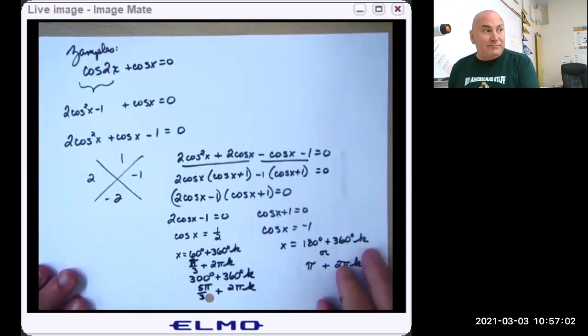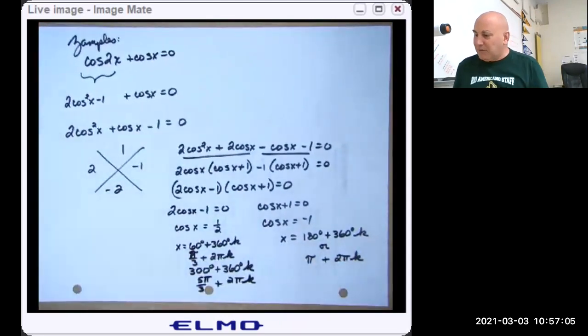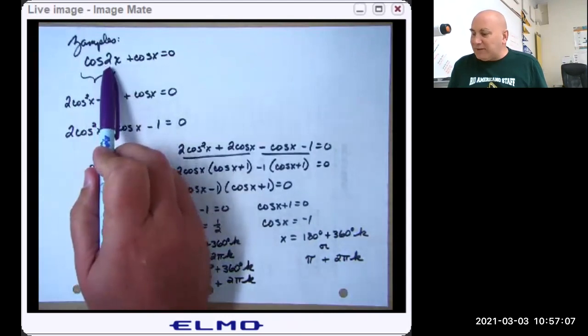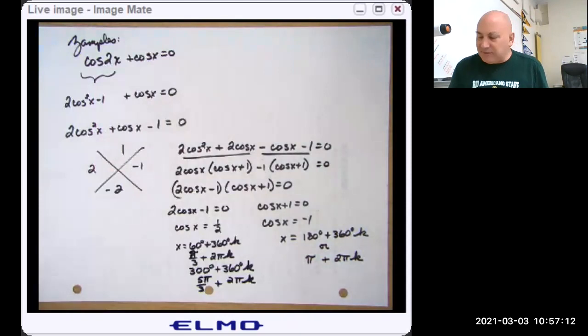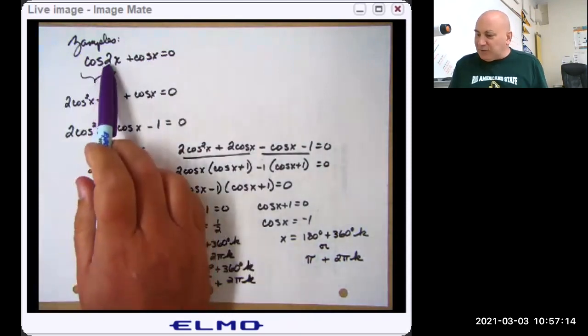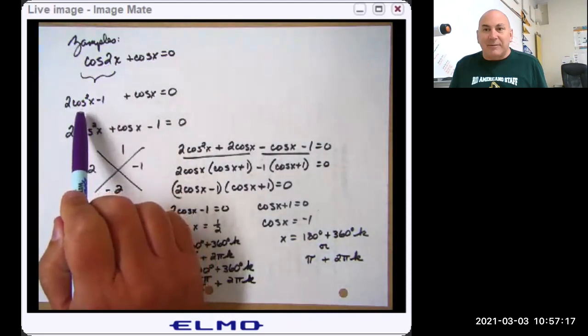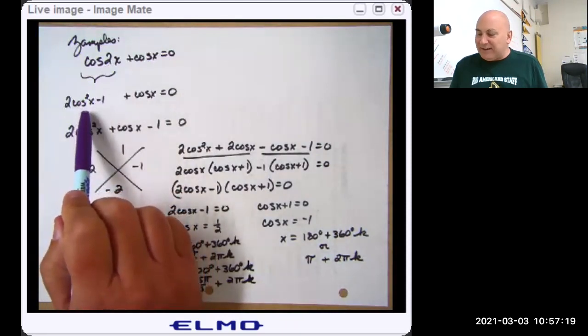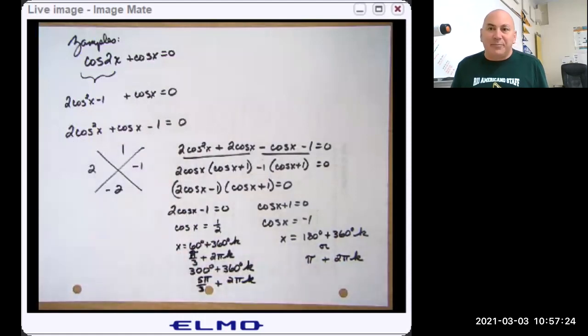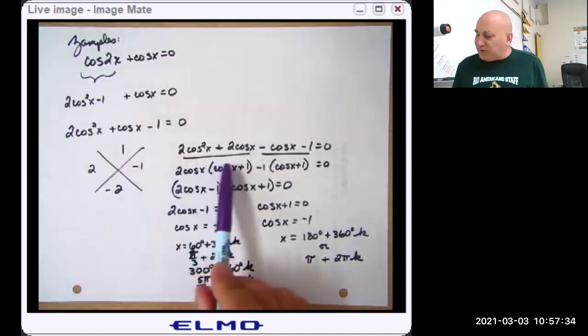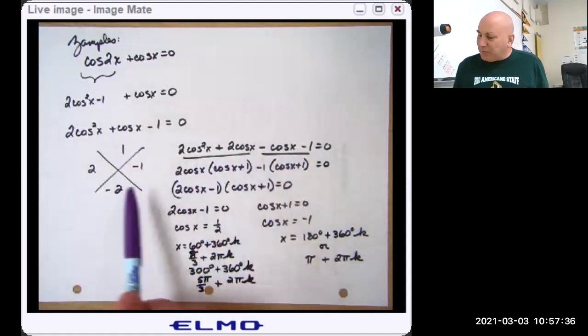Here's an example. So we have cosine of 2x plus cosine of x equals 0. What's x? Well, we can replace cosine of 2x with that double angle identity. Now we have what looks like a polynomial. We could certainly write it as a polynomial if we let m equal cosine x. But we don't have to do that. We could just do the substitutions anyway.